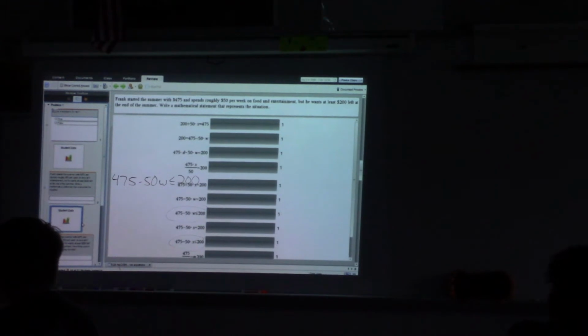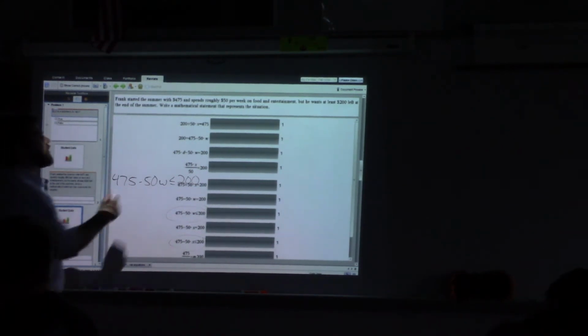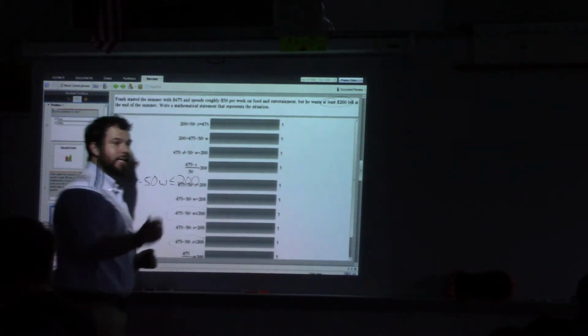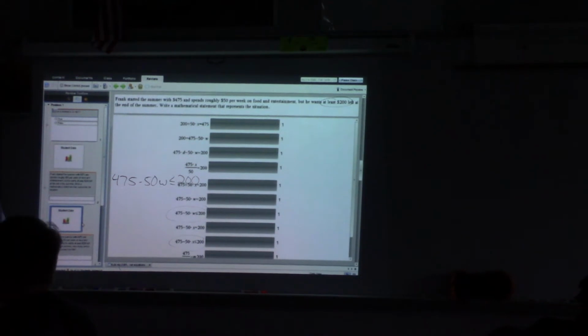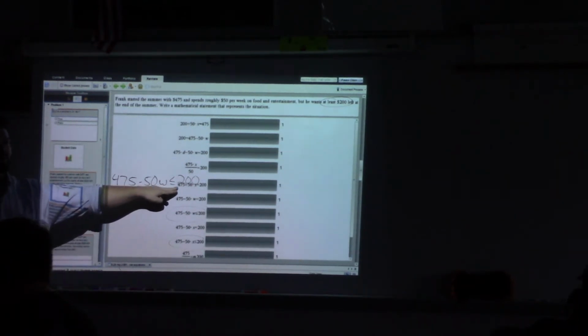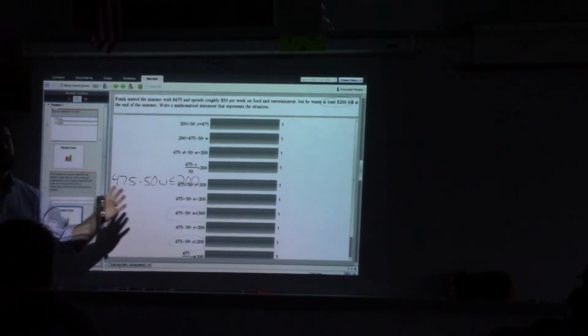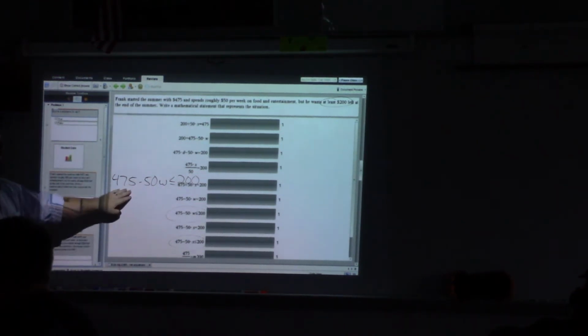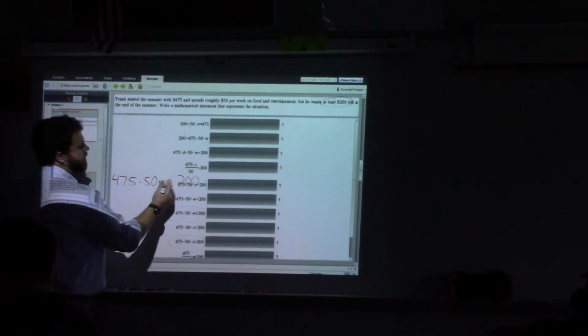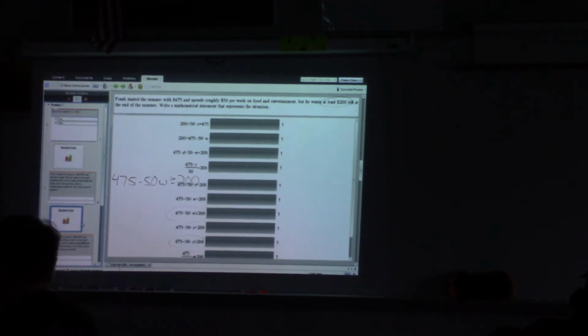It's an inequality. Why, based on the language of this question, does it need to be an inequality? At least 200. I know we haven't done as much with inequalities, but that's a key detail that we got to pay attention to. He wants at least $200 left. Yes, you could set it equal to and solve it that way and approach it from that perspective, but the inequality would be at least. Is this at least 200? No. At least 200 would be 200 or more. So what do I need to do to correct this? Flip the sign, or the mathematical way to say that is reverse the direction of the inequality, okay? So 475 minus 50w needs to be greater than or equal to 200.